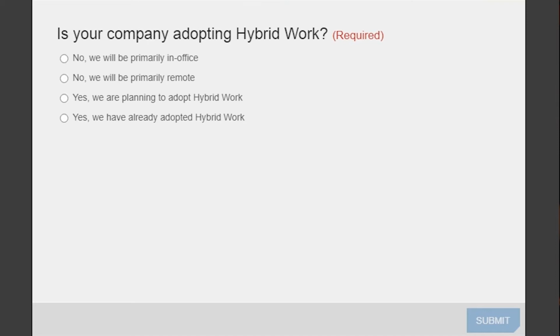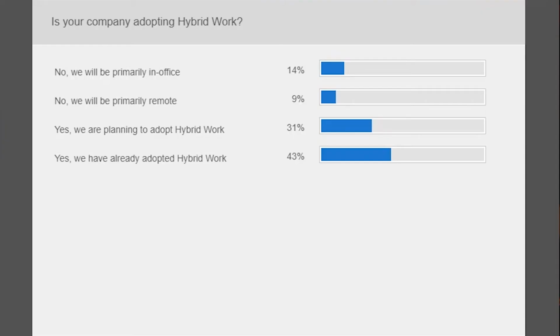All right, so lots of good responses coming in here. I don't want to skew the results, but I'm betting it's going to be a hybrid world. I just shared out the results, and it looks like 44% said they've already adopted hybrid work. 30% said they're planning to adopt hybrid work.